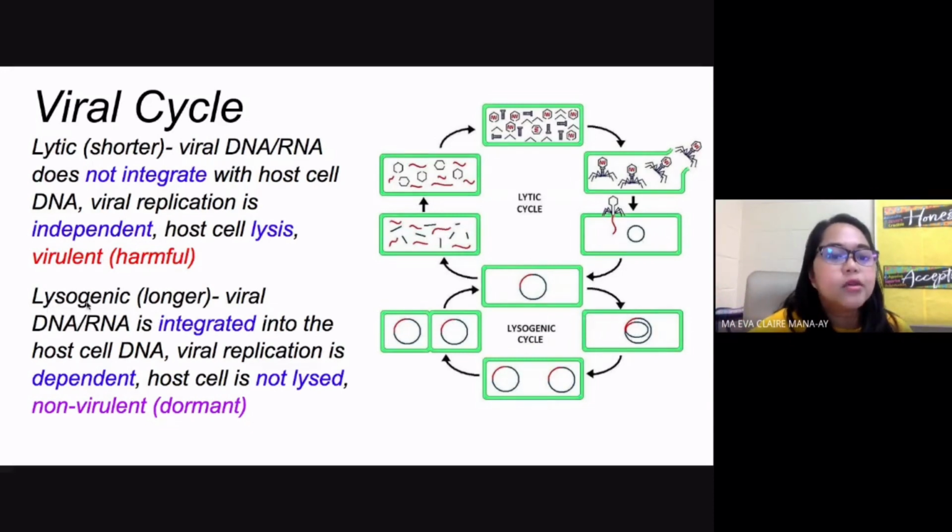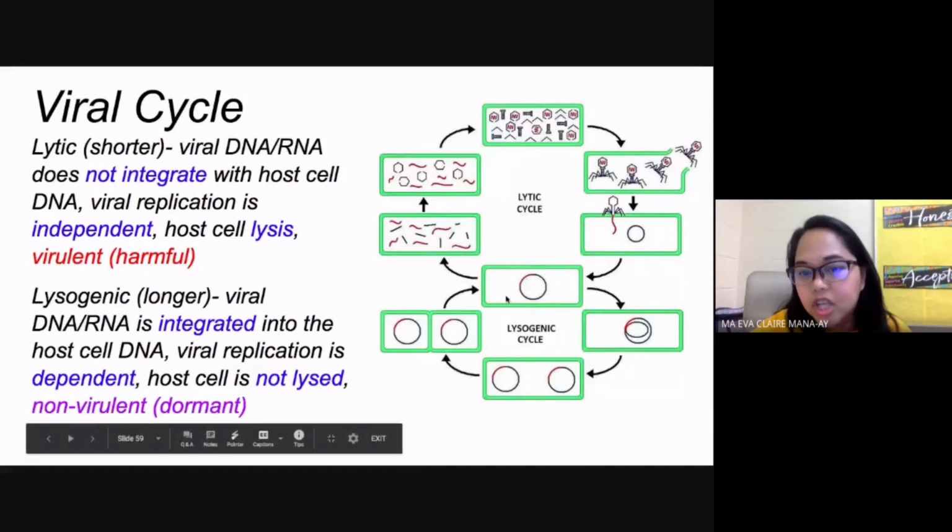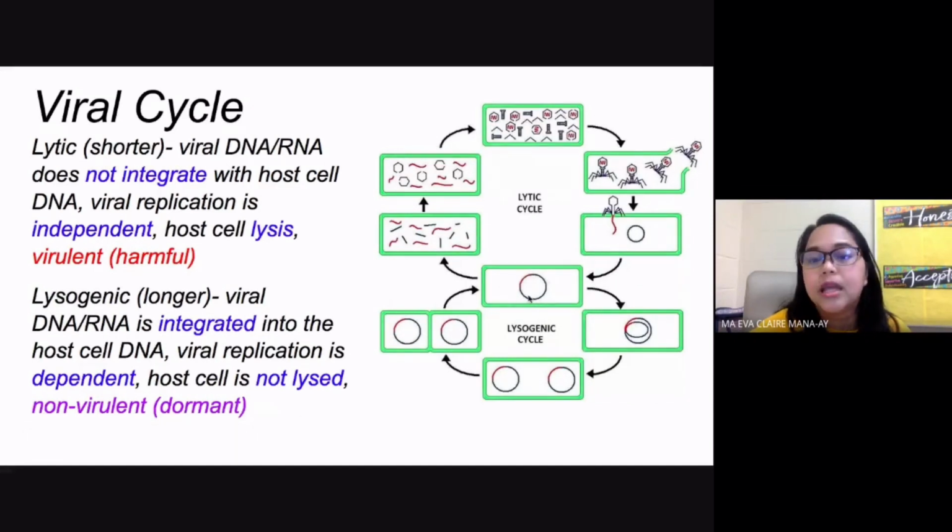Now, for your lysogenic stage here, again, this is the longer cycle. This is your lysogenic stage here. And as you can see, your viral DNA or RNA is merged with the DNA of your host cell. And since it is merged with the DNA of your host cell, it cannot kill your host cell at this point. So what it does is that it makes copies of itself using the DNA of the host cell. It does not kill the host cell. It cannot kill the host cell. And so this is where your virus is actually dormant. Your virus is inactive. Your virus is less virulent.